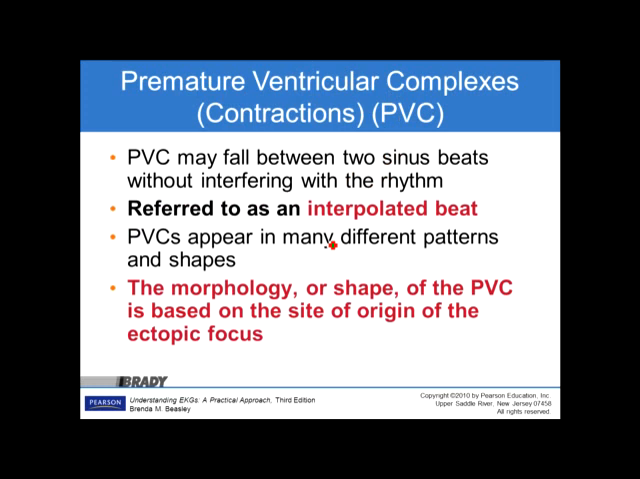Premature ventricular contractions, PVCs, may fall between two sinus beats without interfering with the rhythm. This is referred to as an interpolated beat. PVCs appear in many different patterns and shapes. The morphology or shape of the PVC is based on the site of origin of the ectopic focus. So what that means is the way that it looks and its shape is based upon where it came from in the heart, its ectopic focus.